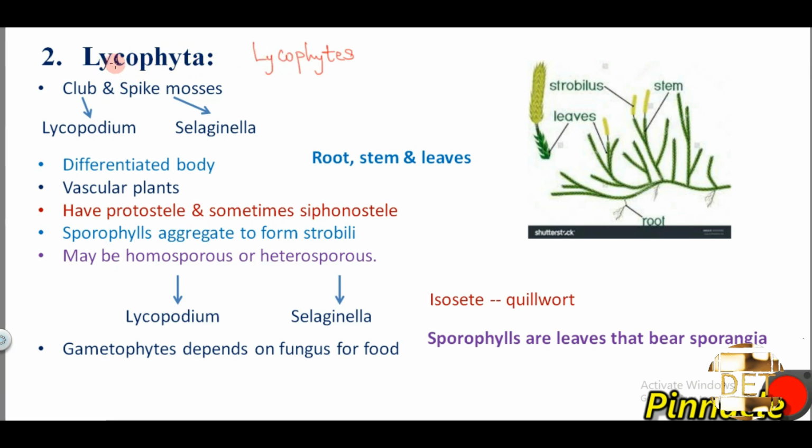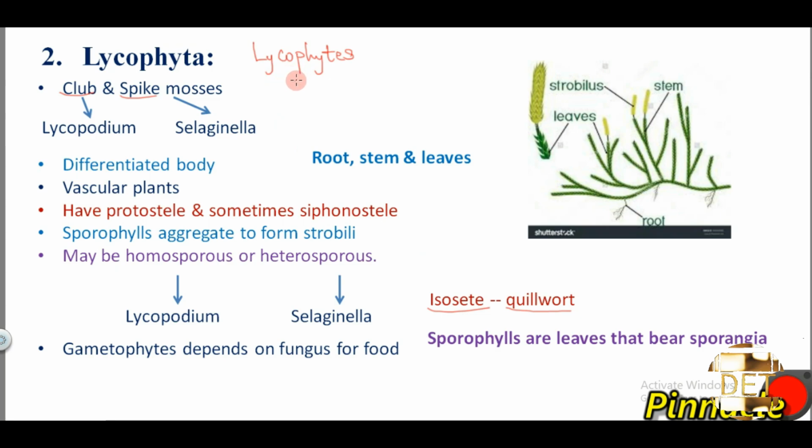Examples of lycophytes are Lycopodium, Selagilena, and Isocete. These are the three basic examples of the lycophytes. Lycopodium is also called club moss. Selagilena is also known as spike moss, while the Isocete is also known as the quillwort. So these are the three major examples of the lycophytes.